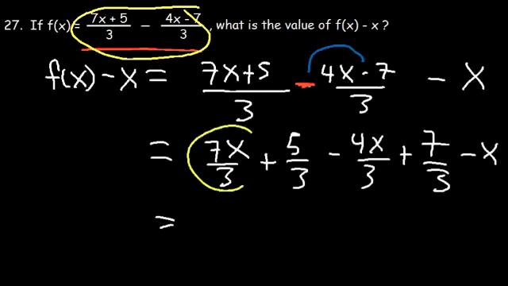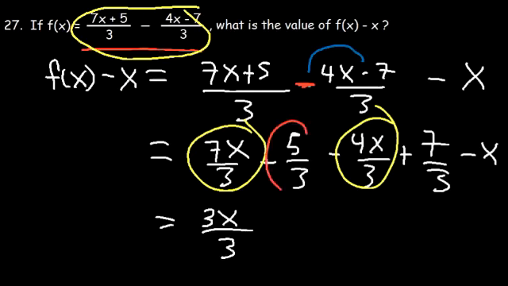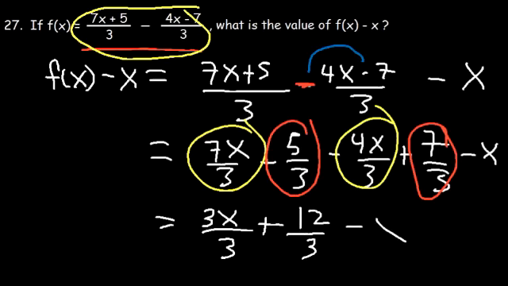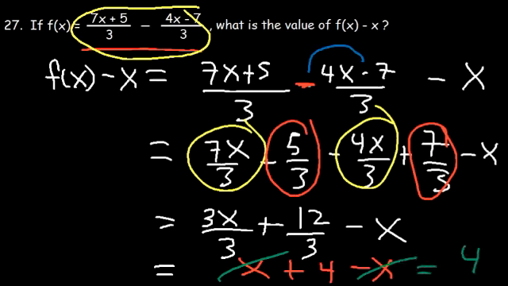So let's combine these two fractions because they're like terms. 7x over 3 minus 4x over 3 is basically 3x over 3. And we can combine these two. 5 thirds plus 7 thirds, 5 plus 7 is 12. So that's 12 over 3, and then minus x. Now, 3x divided by 3 is simply x, and 12 divided by 3 is 4. And then we have minus x. x minus x is 0, so the final answer therefore is 4. So f of x minus x is equal to 4.